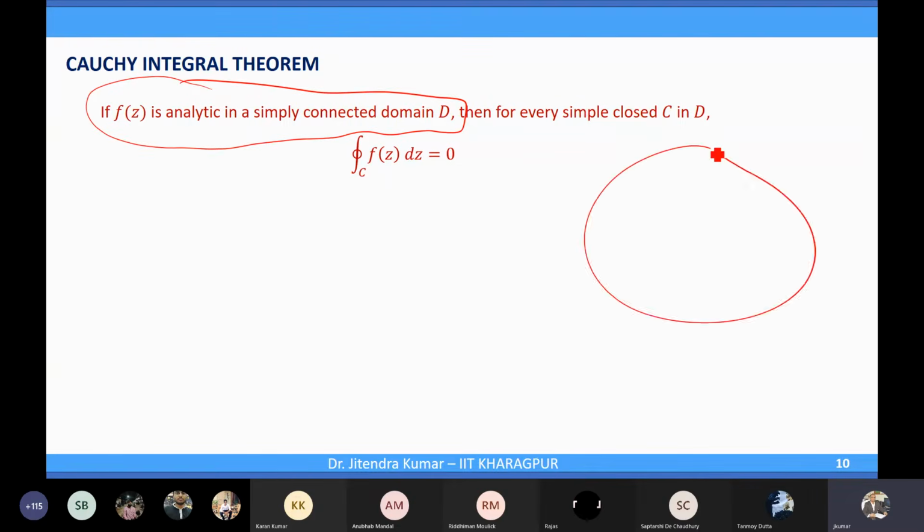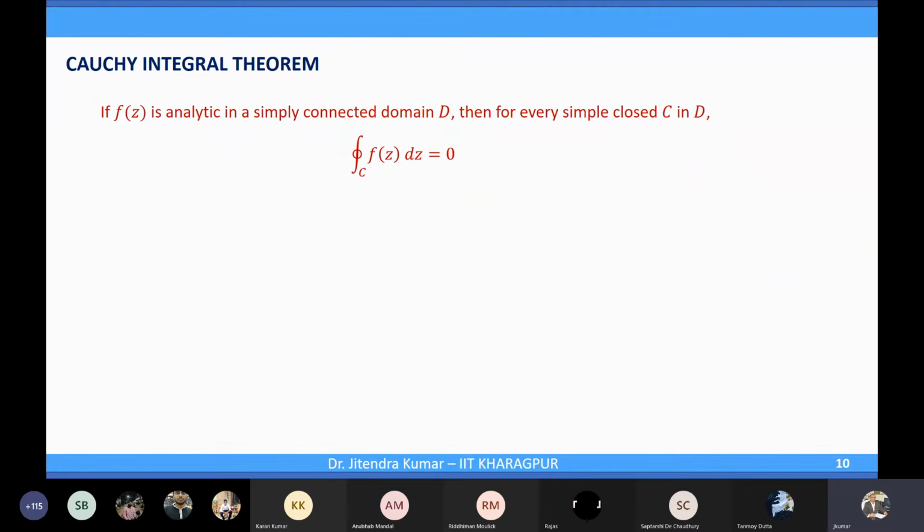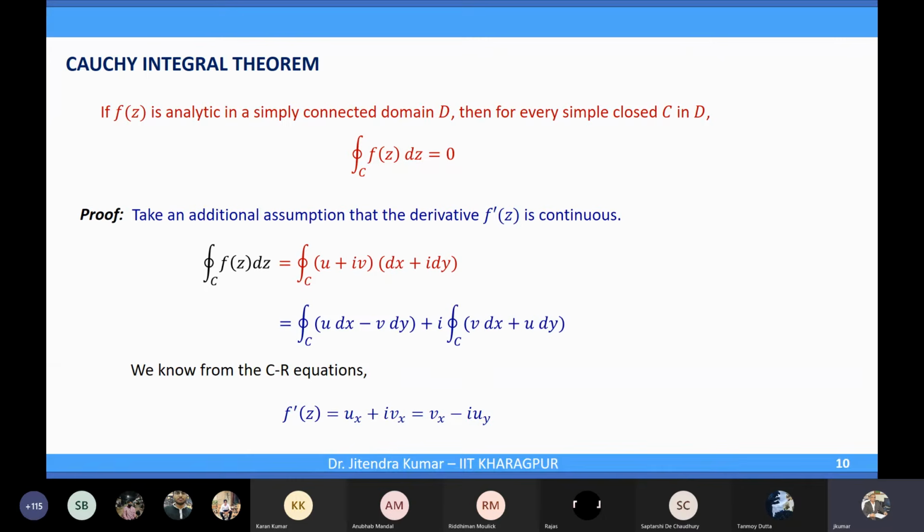So then f(z) is analytic in this domain D, and we take any closed path C in this domain and integrate f(z) over that curve C, and that integral value is 0. This is the result of the Cauchy integral theorem. Indeed, we have seen the proof, so I'll just quickly go through it because we discussed it that day, and mainly it was the theorem from vector calculus, Green's theorem.